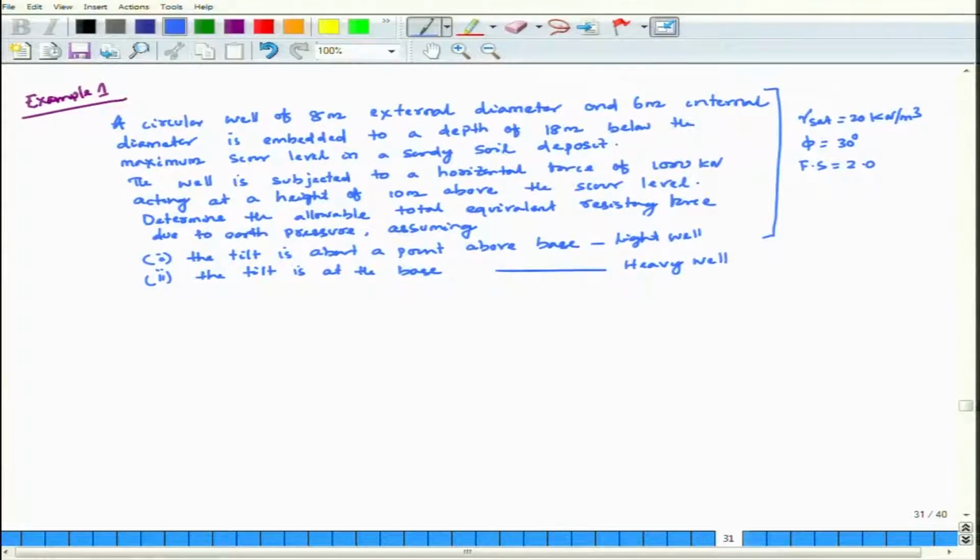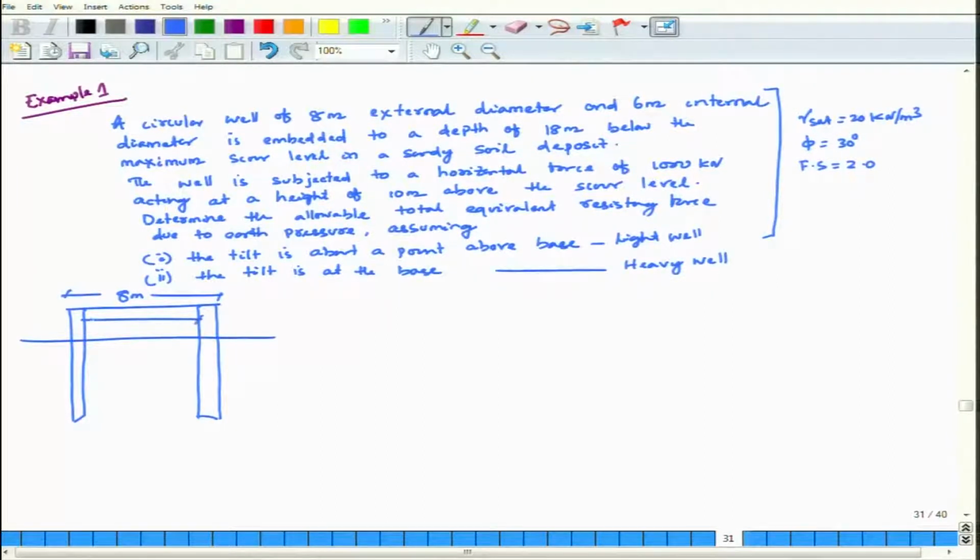Let me draw it. What is given? First one, the outer diameter is 8 meter, inner diameter is 6 meter, and above this is 10 meter and this is 18 meter, this part, and this is D, this is H which is given.